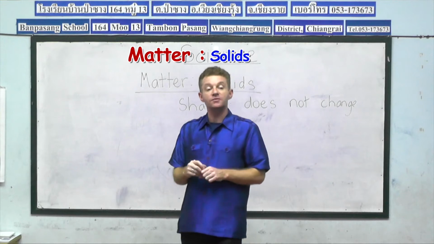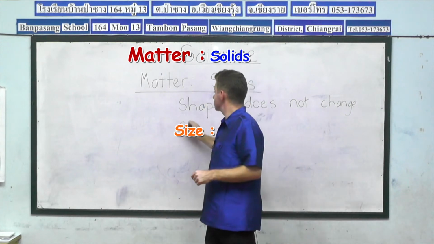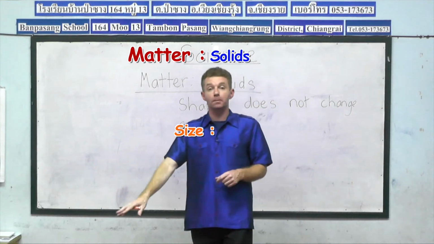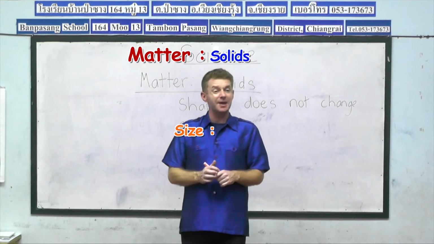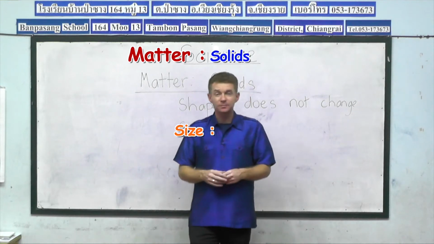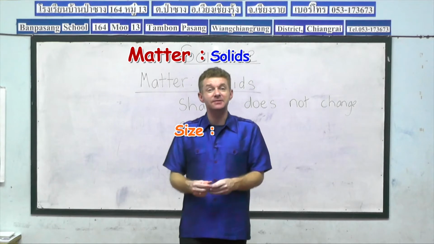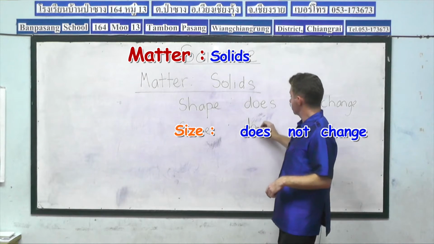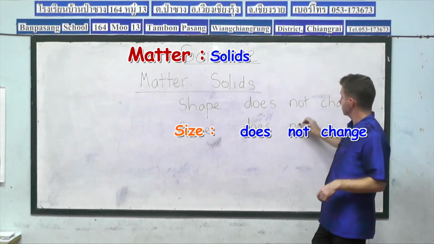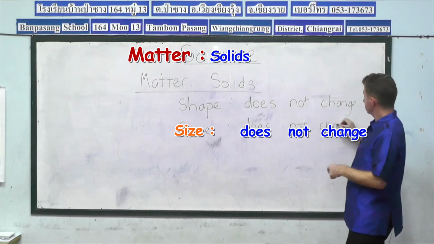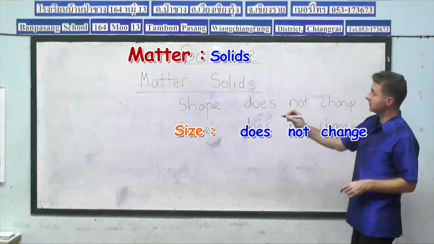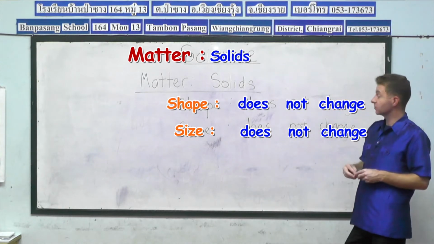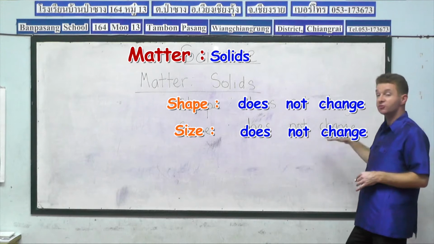And the other thing we looked at, after shape, we looked at size. When we moved the objects from the smaller bowl into the larger box, did they get bigger? No, they stayed exactly the same. So that means that solid objects' size does not change either. Not change. Yes, these are the characteristics of our solids. Shape does not change. Size does not change.